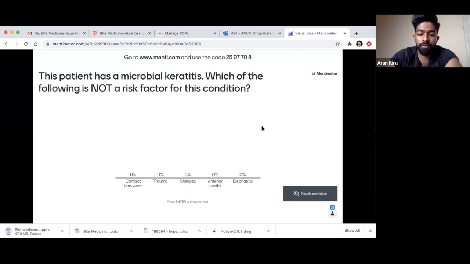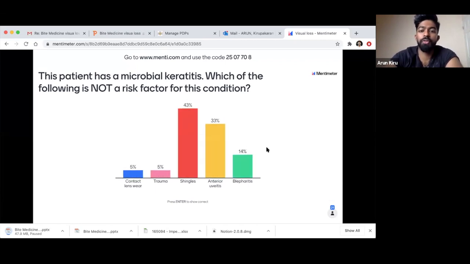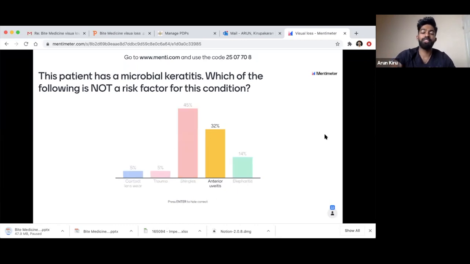So this is what you guys have gone for. 43% of you have gone for shingles, 33% for anterior uveitis, 14% for blepharitis, and then a few for contact lens and trauma. So the correct answer here is anterior uveitis. These are tricky questions, and I'm actually not surprised a lot of you have gone for shingles. It can come up, which is why I'm going to show you why that is not the correct answer.